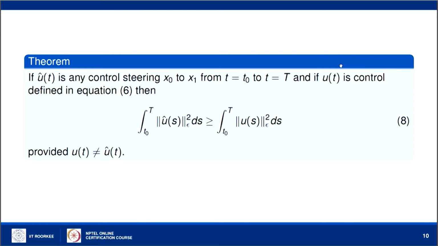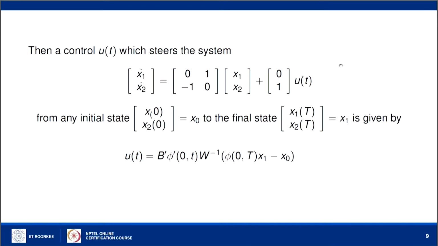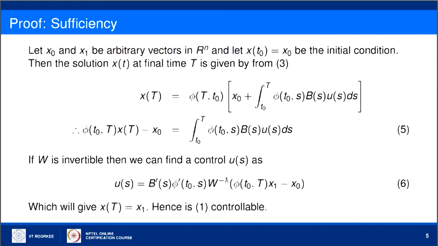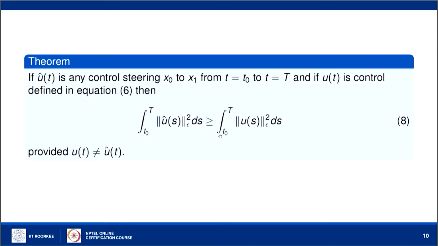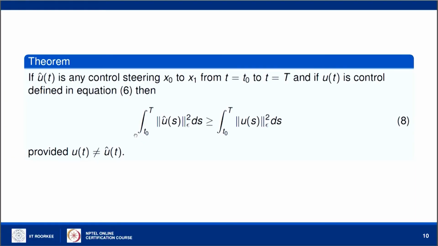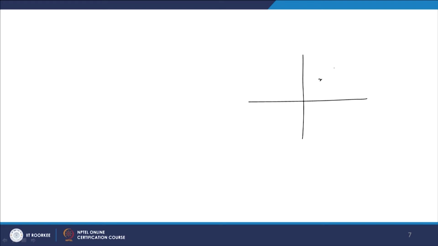Now, we can see that the control which we have seen in equation 6, this expression, is the best possible control in the sense that the integral from time t0 to capital T of the norm square of this control is always less than or equal to that of any other control which steers the system from the initial condition to the final condition. So, for a given initial condition and final condition, there may be infinitely many controls. In fact, there are infinitely many controls for steering the system from the initial condition x0 to the final condition x1.